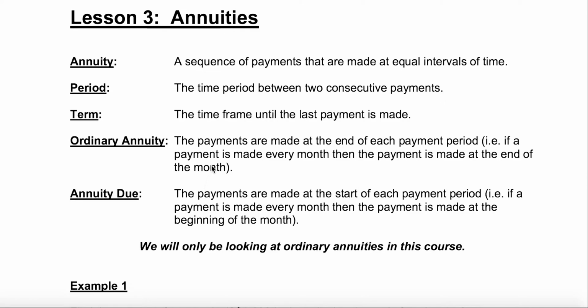In an ordinary annuity, the payments are made at the end of each payment period. So at the end of each month or the end of each year. In an annuity due, the payments are made at the start of each payment period. This one is more for things like monthly bills, things like mortgages and car payments. Right now, though, we're just going to talk about ordinary annuities.